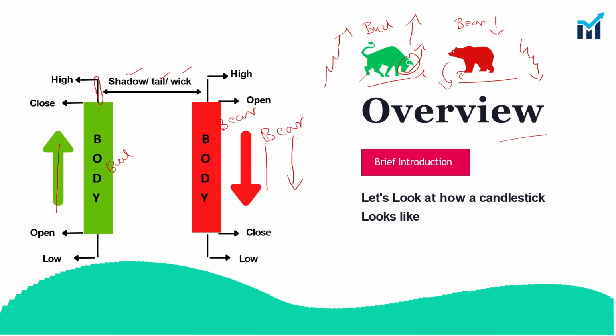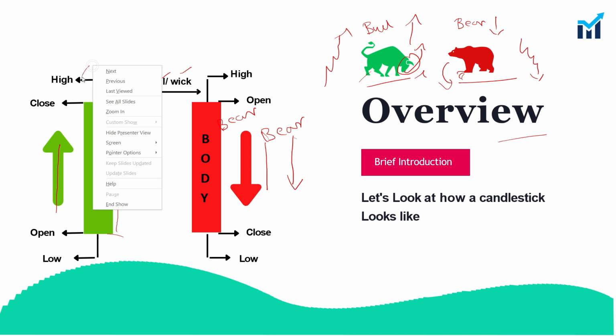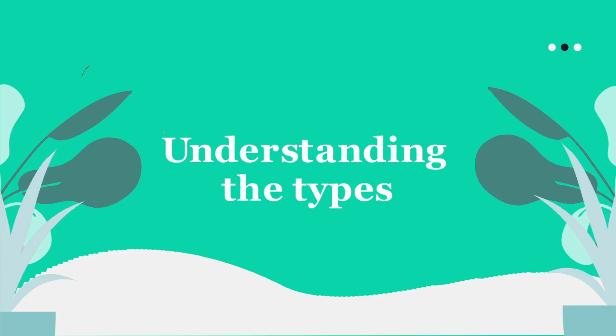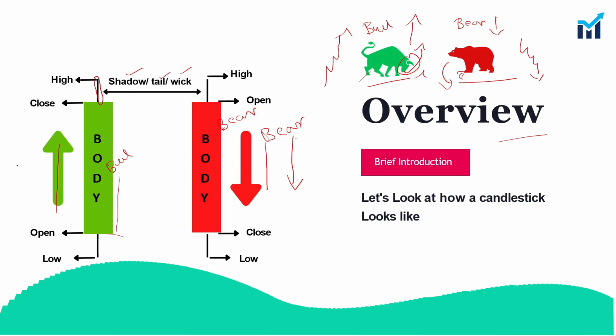A bull candle basically opens from here. This is the opening part of the candle, and the price goes up like this, and this is the highest point. This particular candle can be of any time frame. Let's assume we are looking at 15 minutes. The overall price movement in those 15 minutes has been recorded in this one particular candle.